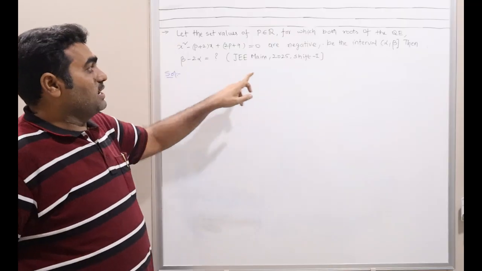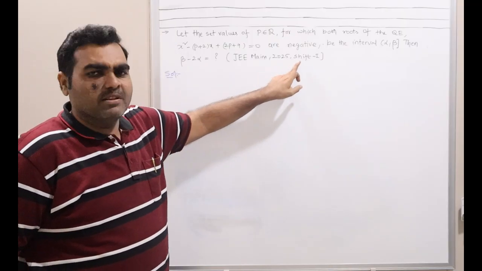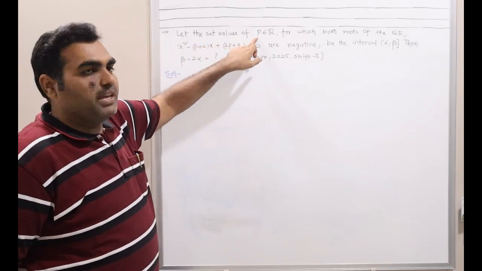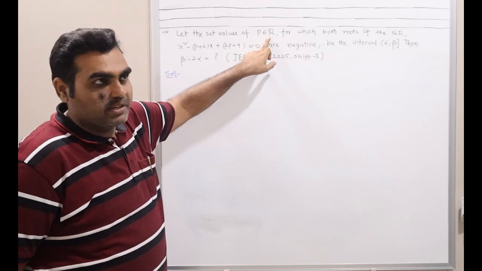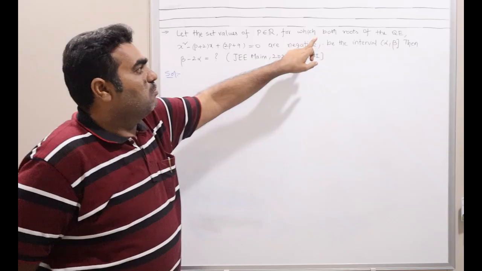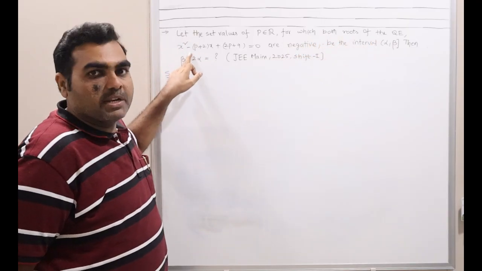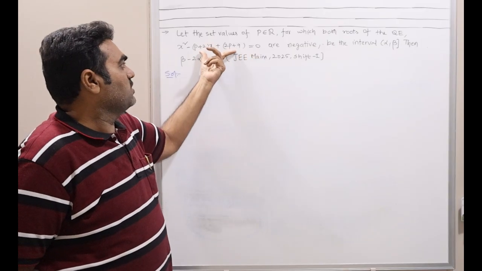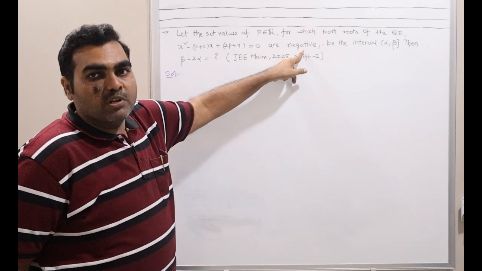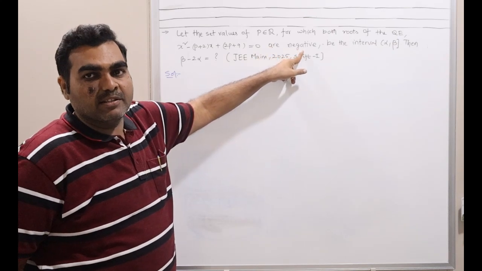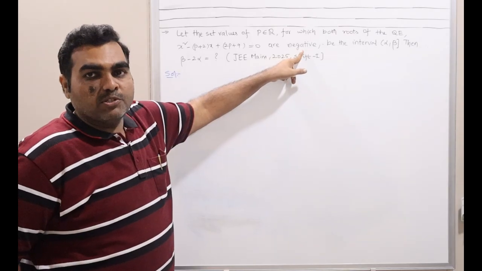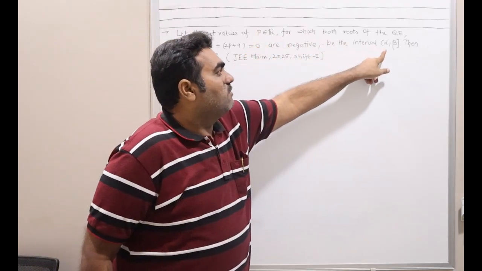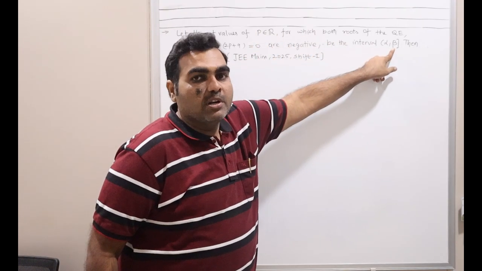So this is given once again in 2025 JEE Mains, but in some other shift, but the concept is the same, right? So let the set of values of p which belongs to the real number set, that means p is a real number, for which both the roots of the quadratic equation x square minus (p plus 2) x plus (2p plus 9) equal to 0 are negative. This is another case. In the previous problem, both the roots were positive. Here both roots are negative. Let p be in the interval (alpha, beta].